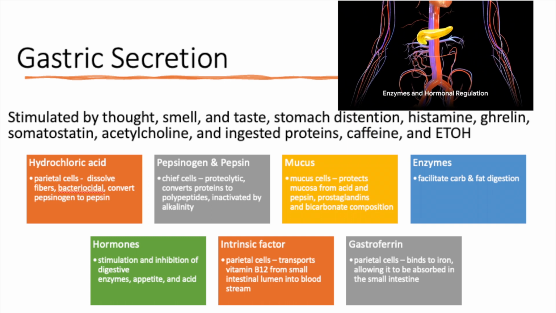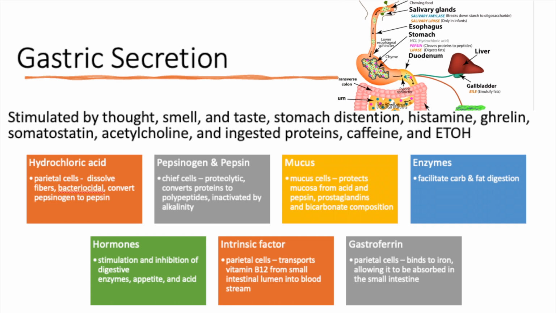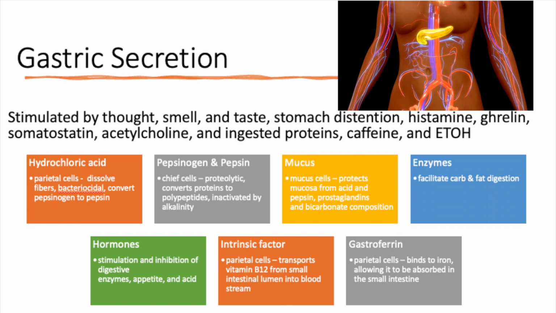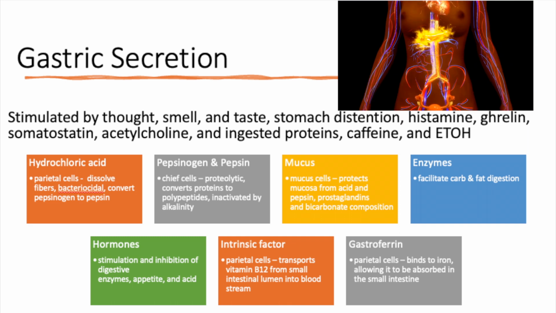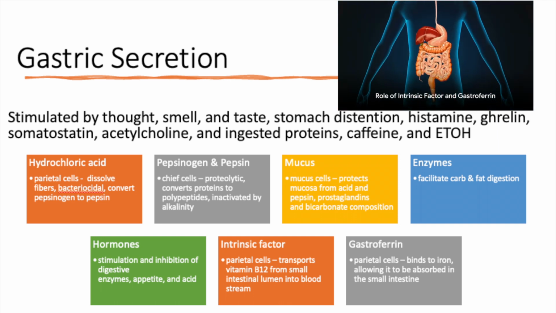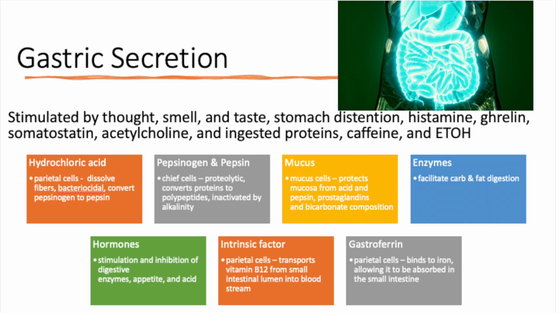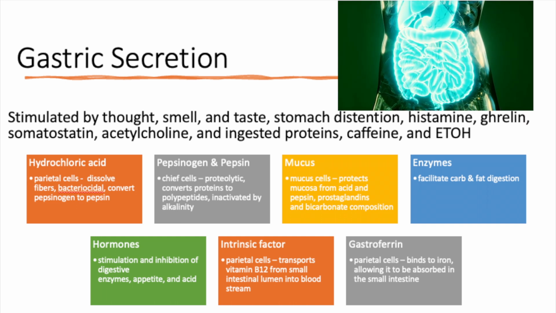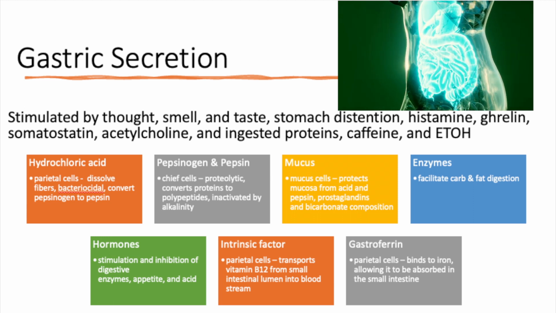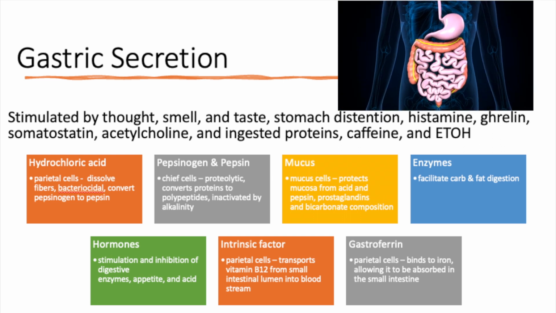In the stomach, a range of enzymes are produced that aid in the digestion of carbohydrates and fats. Concurrently, hormones play a regulatory role, either stimulating or inhibiting digestive enzymes, modulating appetite, and controlling acid secretion. Intrinsic factor, a crucial substance produced by the chief cells, facilitates the transport of vitamin B12 from the small intestine into the bloodstream. Similarly, gastroferrin, produced by parietal cells, binds to iron and assists in its absorption within the small intestine.